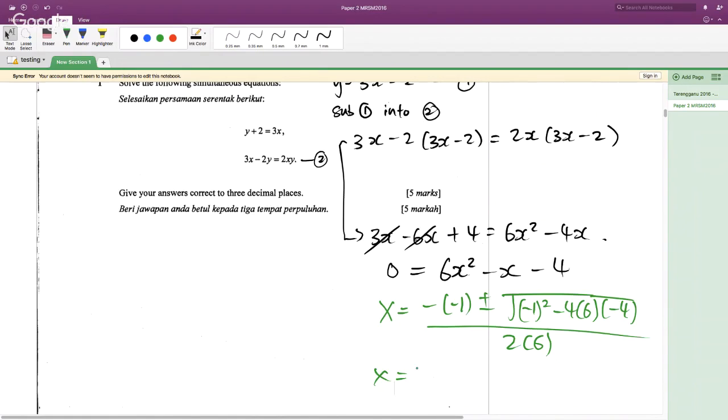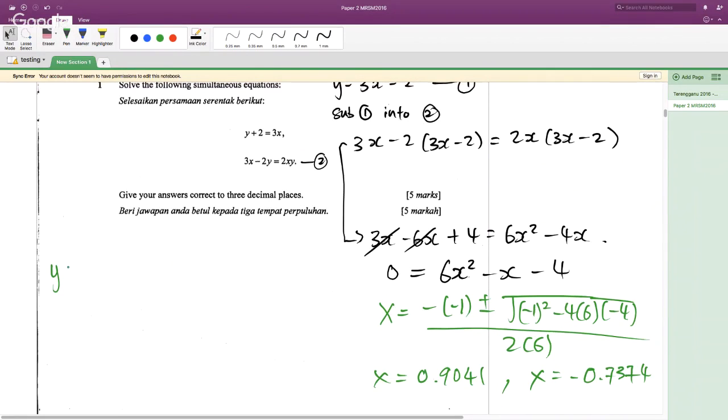Okay, I'm using the new calculator, so let's give it some time. I do not know how to use this calculator. Simultaneous polynomial, degree is 2. So I will have 6, negative 1, negative 4. The first one should be 0.9041, and my second answer should be negative 0.7374.